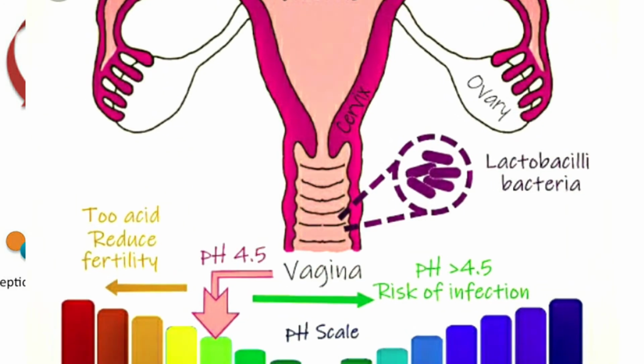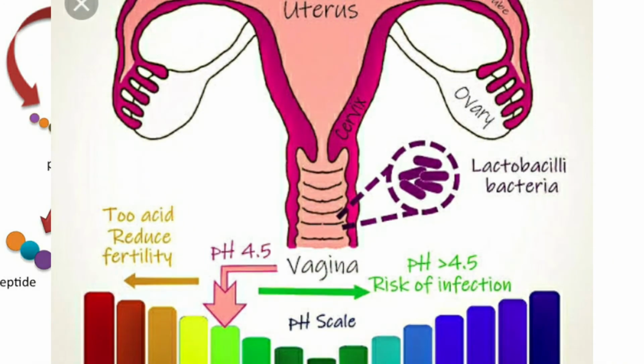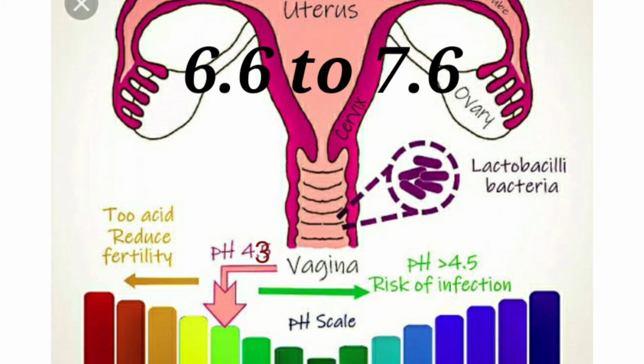The pH level in the human vagina is approximately 4.3. The pH of the human uterus ranges from 6.6 to 7.6.